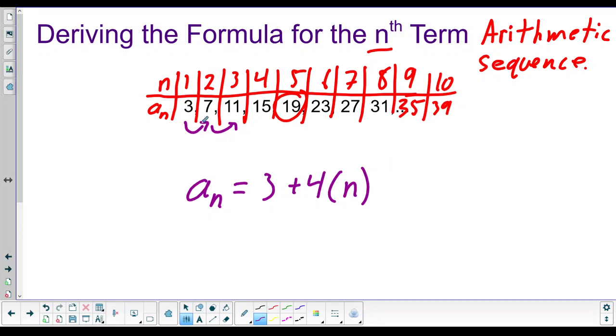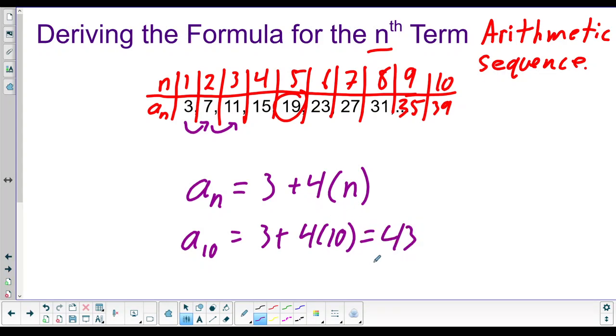Let's see if this works out. Because we have the first 10 terms, let's try and find a 10 with this formula we just made up, right? We're guessing here. So we have 3 plus 4 times 10. Okay, 4 times 10 is 40 plus 3, that's 43. That's not quite it. Let's look. What's the 11th term? Plus 4, 43. So we went too far. If we want the 10th term, but we plug in 10, we get the 11th term. That's kind of weird. Let's see if that happens again.